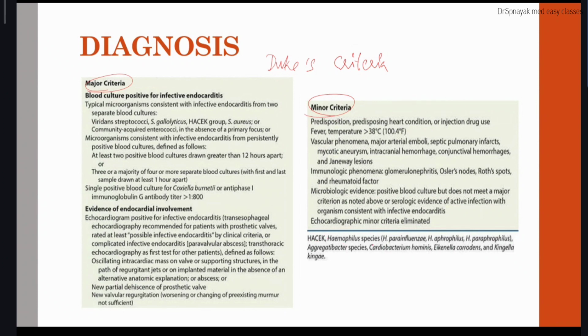And HACEK, these are the causative organisms, but they are not the main causes, which involves Haemophilus species, Aggregatibacter species, Cardiobacterium hominis, Eikenella corrodens, and Kingella kingae.